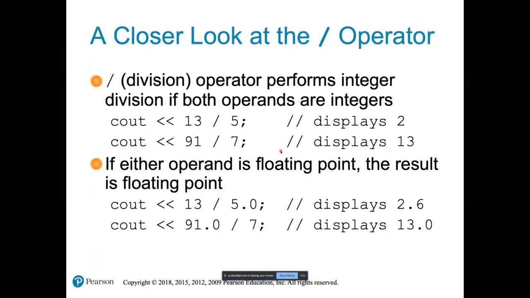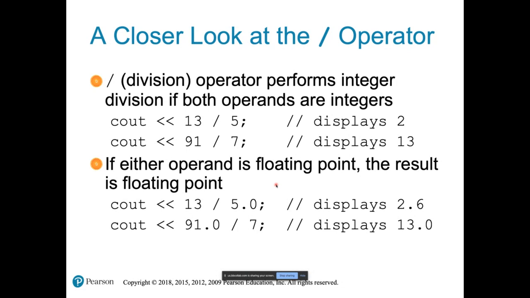Here's what I wanted to point out to you. 13 divided by 5 in integer division is 2. 91 divided by 7 displays 13. However, 13 divided by 5.0, now we get 2.6. 91 divided by 7.0, now we're getting the decimal. When you do calculations, it's always going to migrate to the highest data type. And there's a chart in an upcoming slide that shows you the hierarchy of different data types.